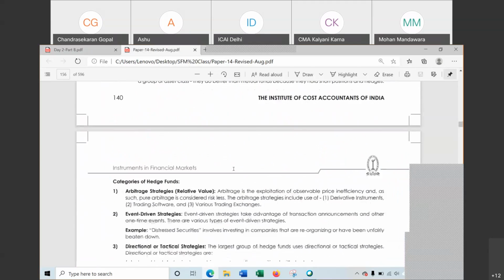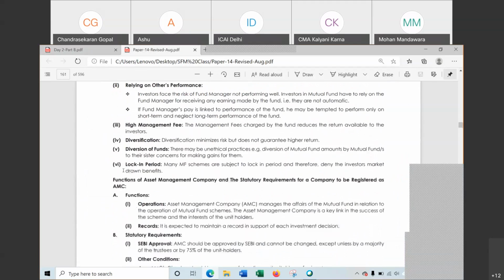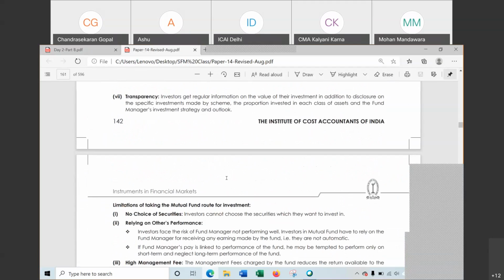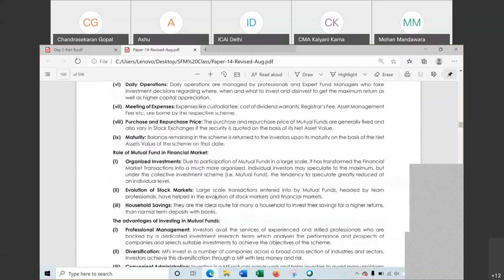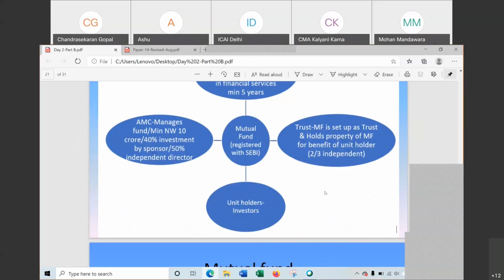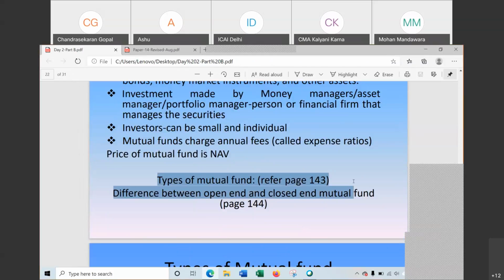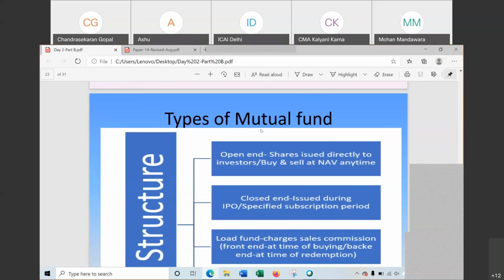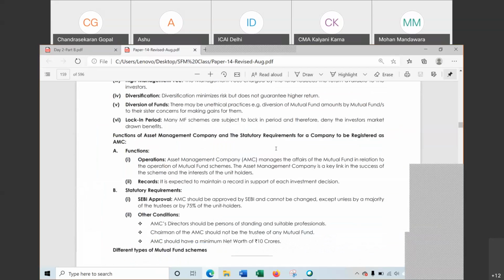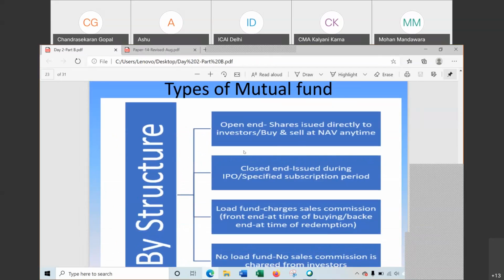After hedge fund, mutual fund theory will be there. So mutual fund theory, AMC. These we have discussed. Now it will be easier for you to read this. AMC, what is the function of AMC, what is a sponsor, what is trust, and what are unit holders. Now, types of mutual fund. For types, theory is given at this page number, but I have summarized the types because there are a lot of types. This table and this diagram are given. Mutual fund by structure, these two types, investment objective, this one, investment type, this one. So I have summarized the types of mutual fund for your convenience.